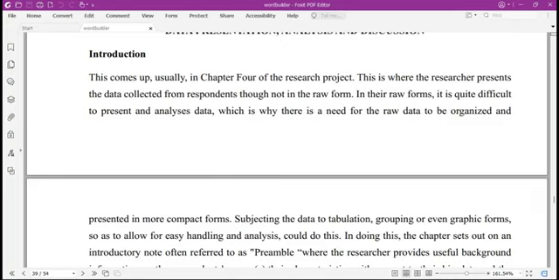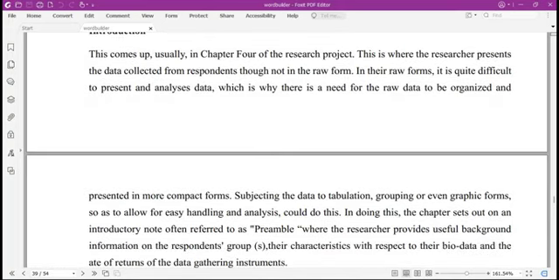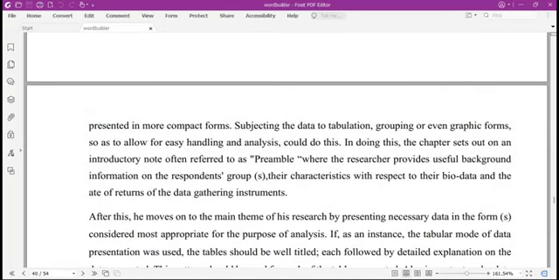Subject the data to tabulation, grouping, or even graphic forms so as to allow for easy handling and analysis. To do this, you can use tabulation, when you put them in a tabular form. You can group them. You can even use graphs to show them so that once somebody looks at them, it will be easy to understand.